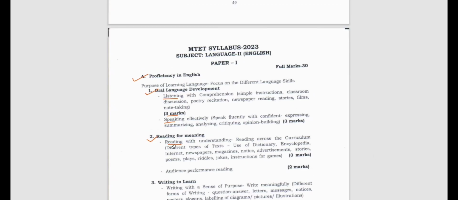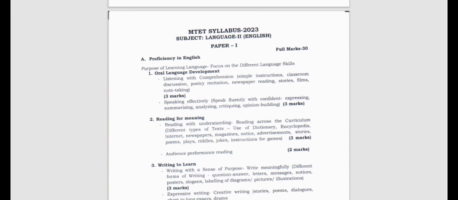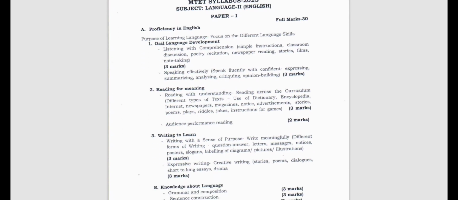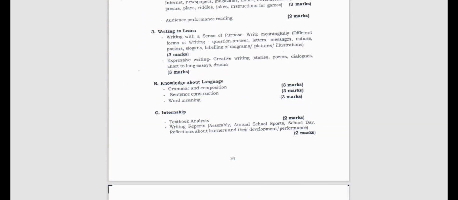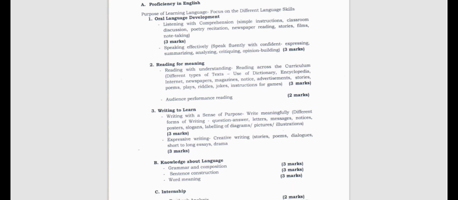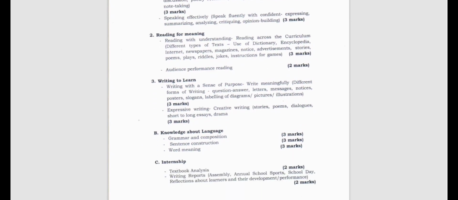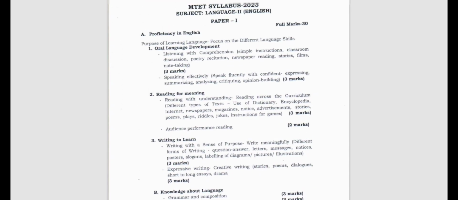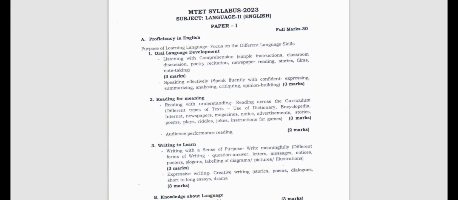So as I told you, this is a compulsory paper, which means all those who are writing English, those who are writing Hindi, Khasi, Garo, you have to attend this English paper 1. So this will come for 30 marks. This is divided into three parts. Part A, that is proficiency in English. Then part B, knowledge about language. Then part C, internship. So I hope I have made clear the entire syllabus of this English.